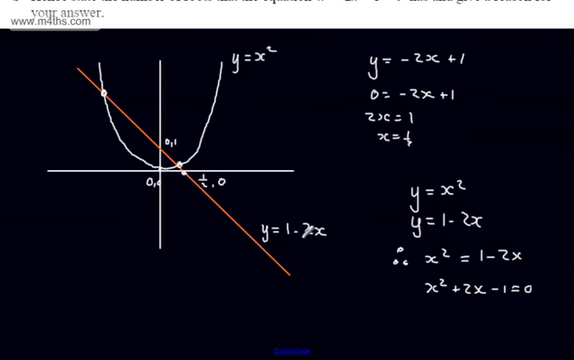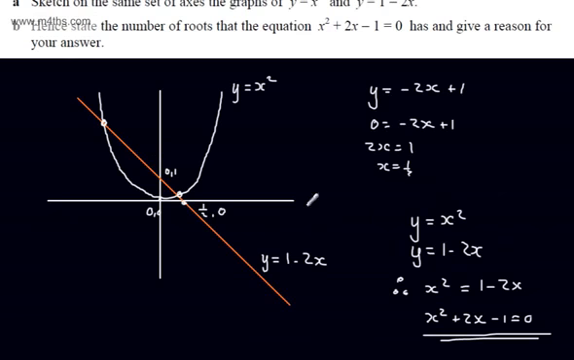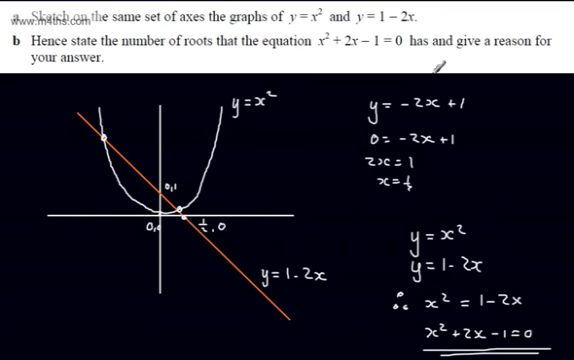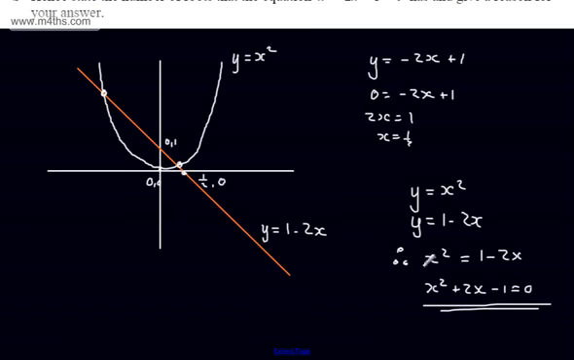So at this stage we can show now that rearranging the graph gives us 2. If you wanted to double back, and it says hence state the number, we've got 2 roots, and give a reason for your answer. Well, this provides us with a solution to this particular equation right here, and we can show that graphically. So some reference to setting these two graphs equal and showing that they have 2 points of intersection.